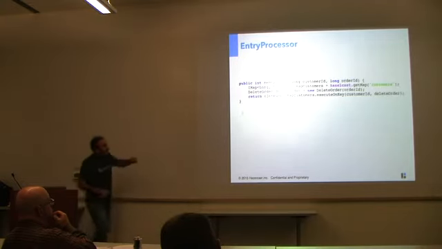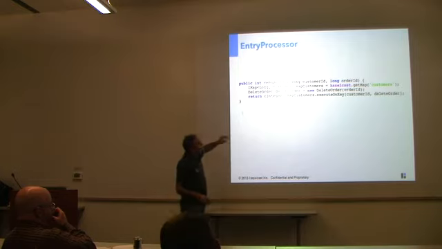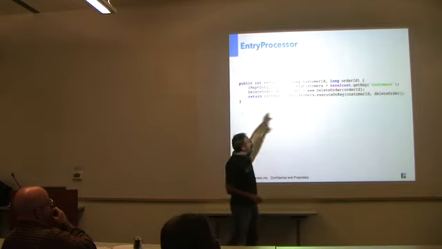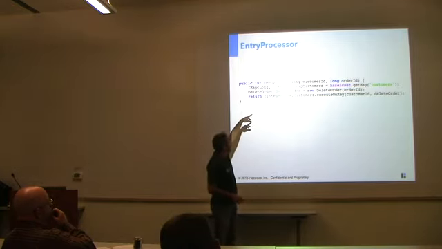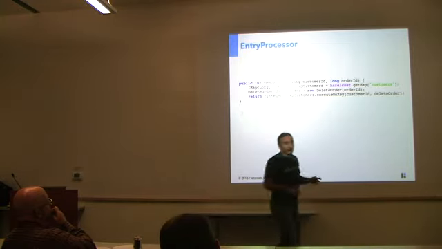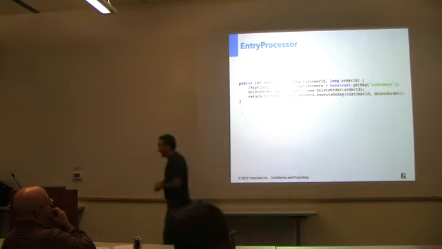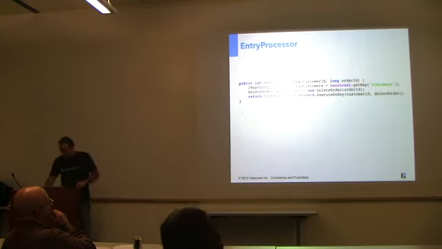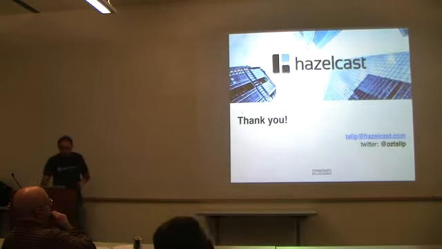So now you have this, and instead of doing execute service, you say, give me the map. Here's the entry processor. Execute the entry processor on the customer ID. That's what you do, and then you get a result back. That's super simple.